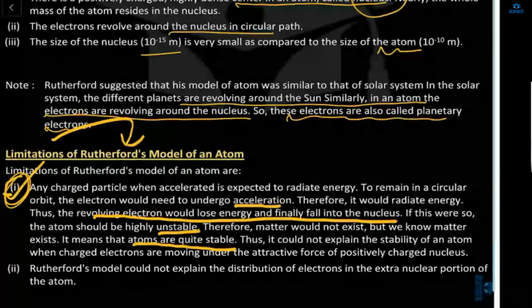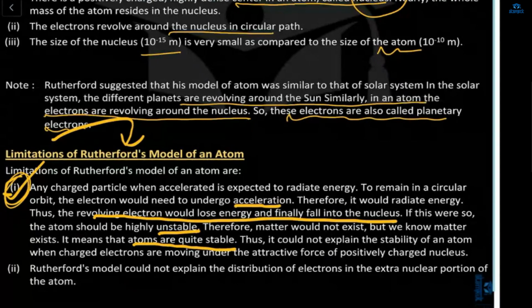No? Okay, Razi, you? Ma'am, Rutherford was not able to explain why and how atoms were quite stable, because when the electrons are charged, they started moving under the attractive force of a positively charged nucleus. Anything else? Okay, so we'll go through this first point line by line, then you will get to know.